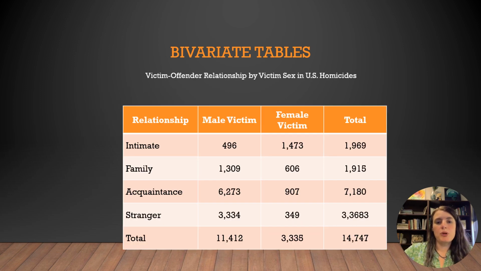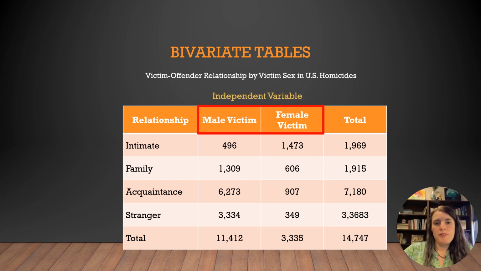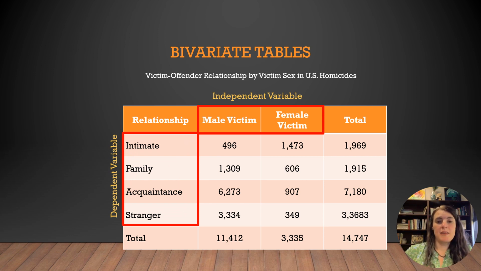In this example, we're looking at the victim-offender relationship and victim gender in U.S. homicides. We know from the rule of thumb that the labels going across the top of each column are the independent variable options, male victim and female victim. So our independent variable is victim sex. The same rule of thumb tells us that the labels going down the first row are our dependent variable: intimate, family, acquaintance, and stranger. So our dependent variable is victim-offender relationship.